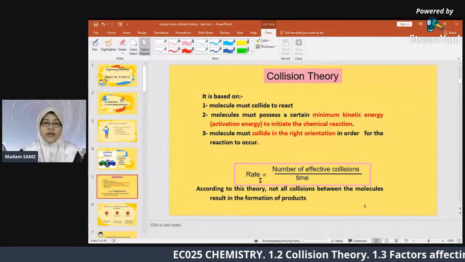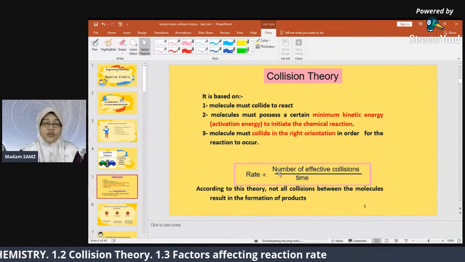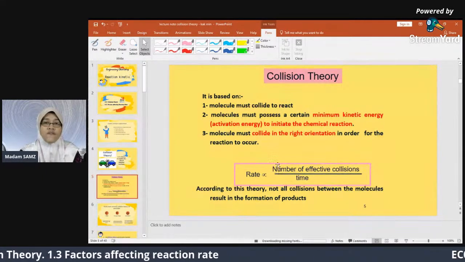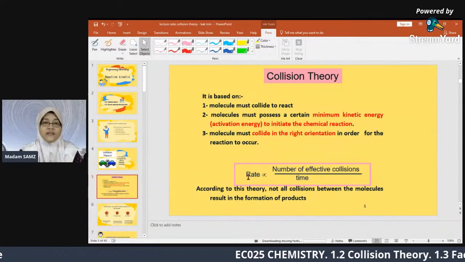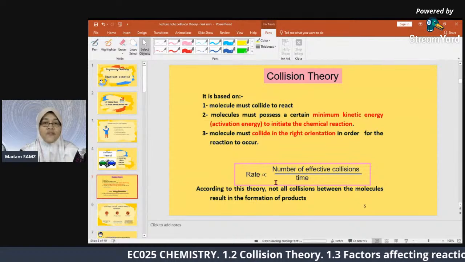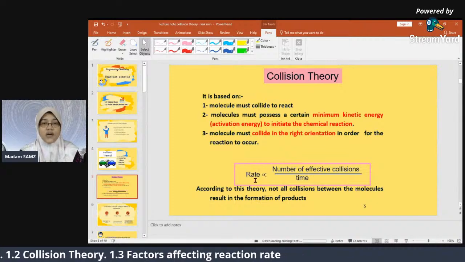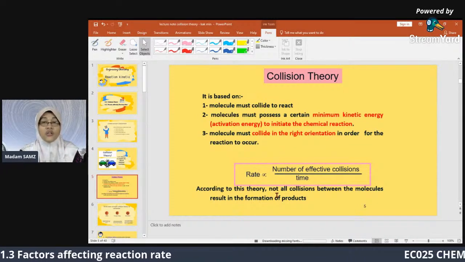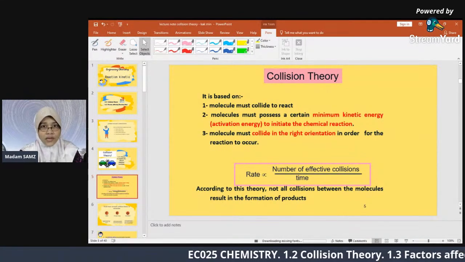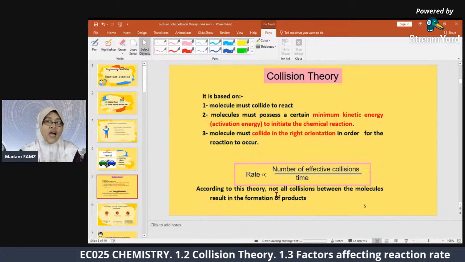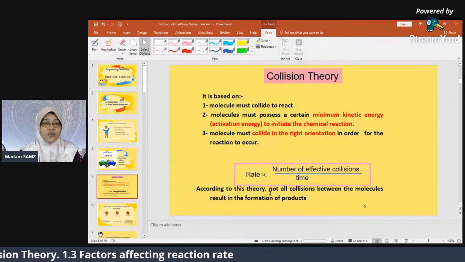So here, students, we have rate. As we know from this formula, rate is directly proportional to the number of effective collisions. So if the number of effective collisions is higher, the rate is also faster. And the rate is inversely proportional to time taken. If the time taken is shorter, the rate becomes faster. According to this theory, not all collisions between molecules result in the formation of products. For example, we have 5 collisions, maybe only 3 of these collisions are effective collisions.